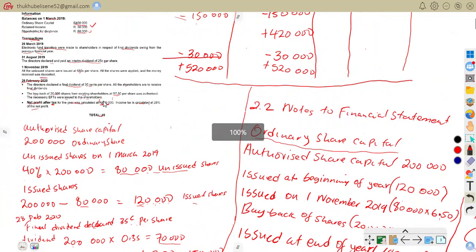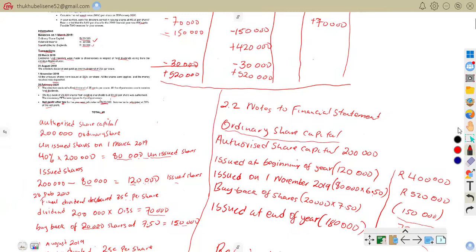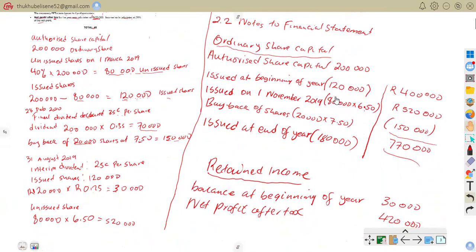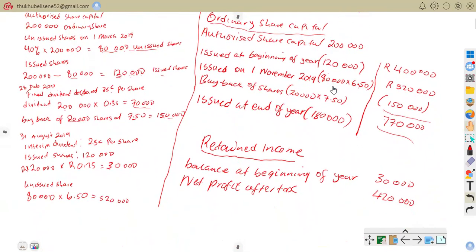So that is that. Now let us come to our retained income, as we are still on our retained income. We have said net profit after tax is 420,000. You now know where we got that. We also have the interim dividend. Interim dividend, we know very well, is 30,000 that we have calculated.